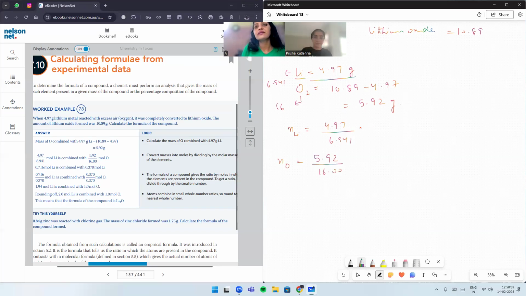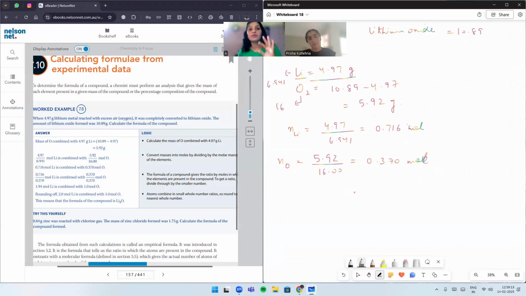So would you calculate this? For lithium, it's 0.716. And for oxygen, it's 0.37. Okay. Now this first step is clear.